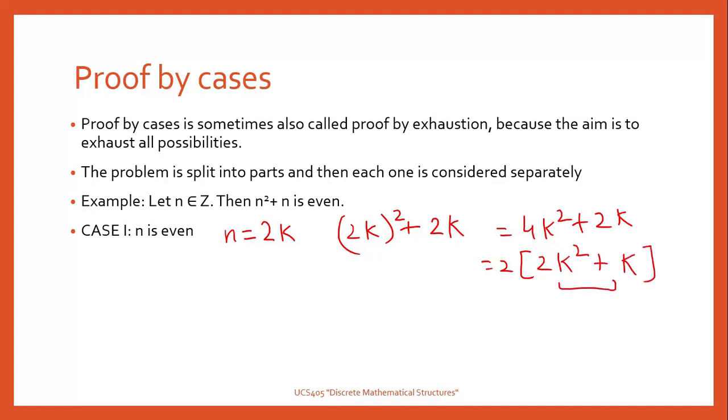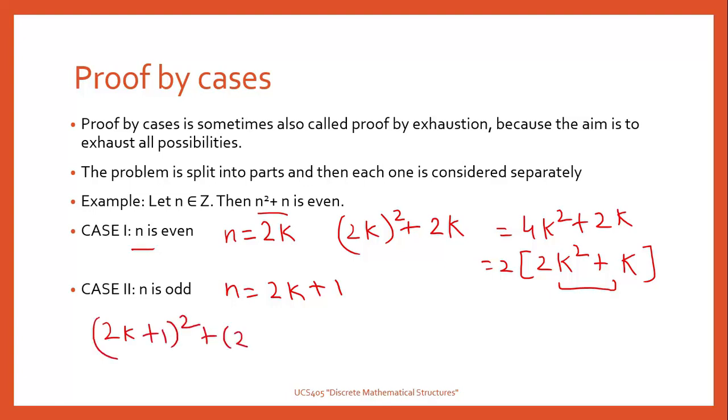Now this is any integer because k is an integer. Twice of any integer will also be equal to an even number. So we have proved that if n is even, then n square plus n is even. Second case, if n is odd. If n is odd, then n will be equal to 2k plus 1 for some integer k. Now n square plus n will be equal to (2k plus 1) whole square plus 2k plus 1.